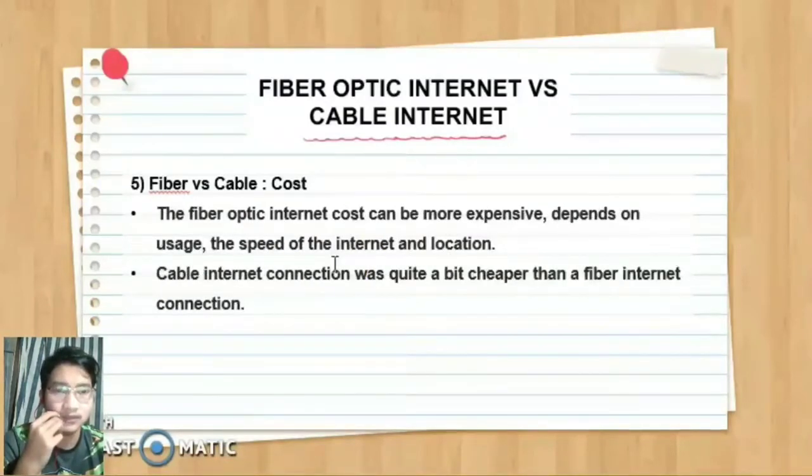And the last one, we look at the cost. The fiber optic internet cost can be more expensive, depending on the usage, the speed of the internet that we want, and the location. Cable internet connection is quite a bit cheaper than a fiber internet connection. So if we want a better connection, we use fiber optic, but it will cost more than the cable internet connection, which is cheaper.